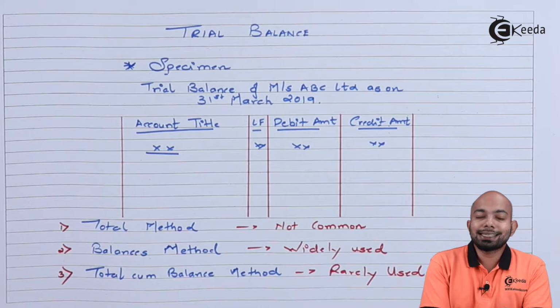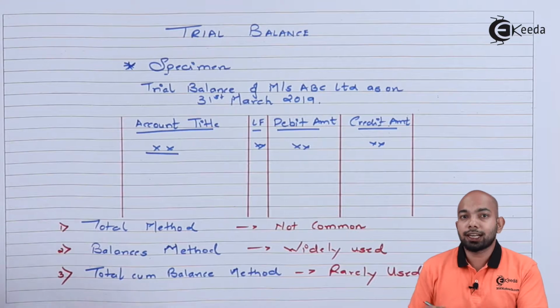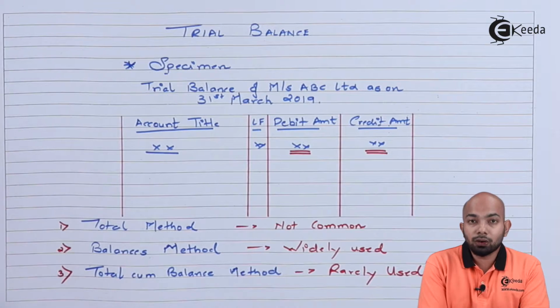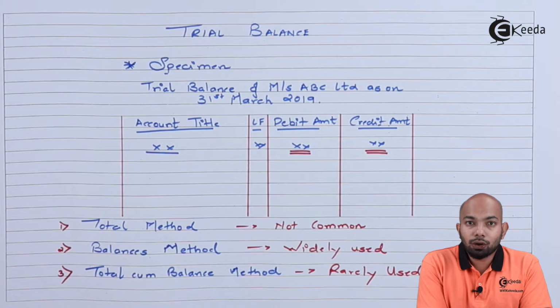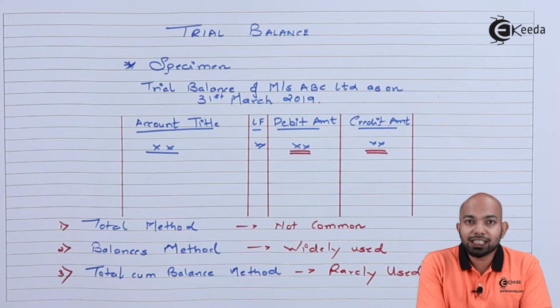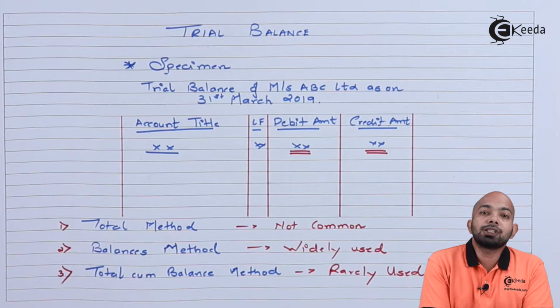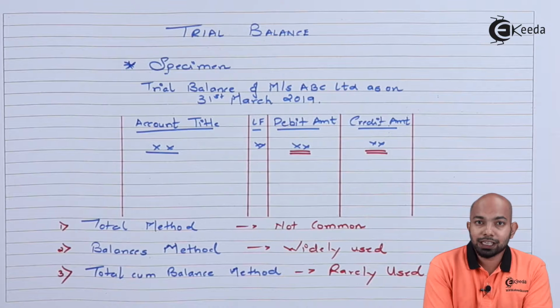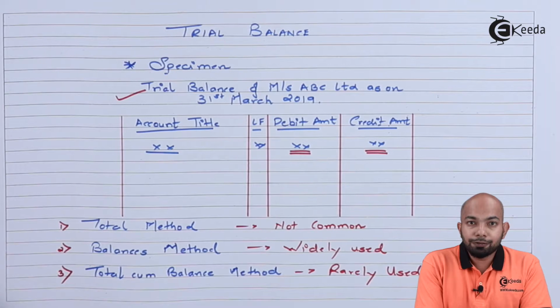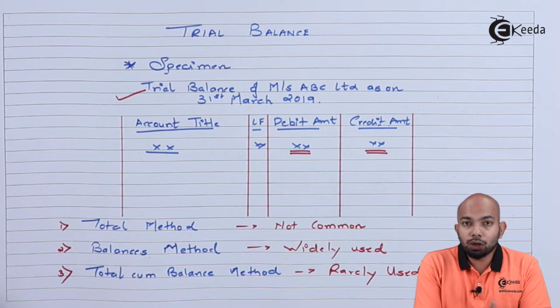So the amounts will be placed under the cross marks that I've made in red. Debit amount will be mentioned under the debit column. Credit amount will be mentioned under the credit column. Every trial balance will have a notification at the start of it, which will state trial balance of Messrs. XXX Limited as of 31st March, or whichever date has been mentioned in the question. That will always be mentioned at the top of the trial balance, as has been shown here. Once this trial balance is prepared, you need to understand that the debit column and the credit column should always tally.